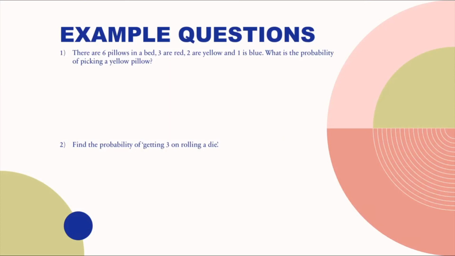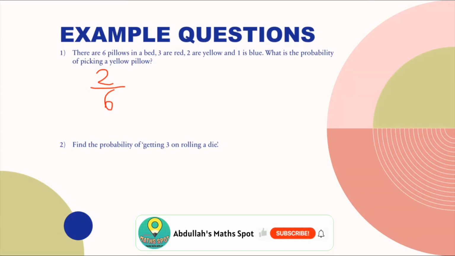That means 2 yellow, so that means we have to make it a fraction. So we know that there are 2 yellow and the total number of outcomes is 6. So that means the answer will be 2 by 6. But this can be further simplified.